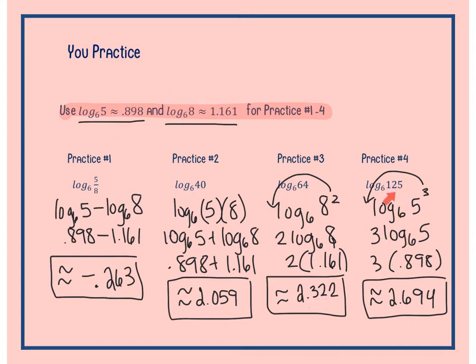Now for 125, remember I only have 5 and 8. How do I get 125? Well, 5 to the 3rd power is 125. I brought the 3 in front, and it was 3 times log base 6 of 5. So 3 times 0.898. Okay.